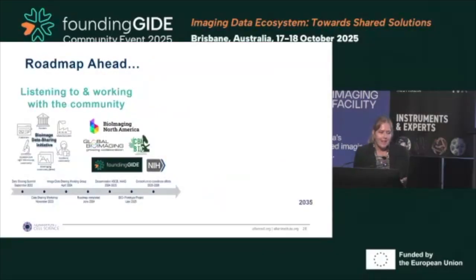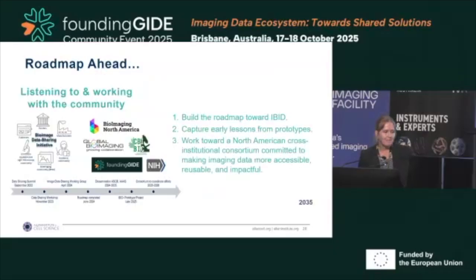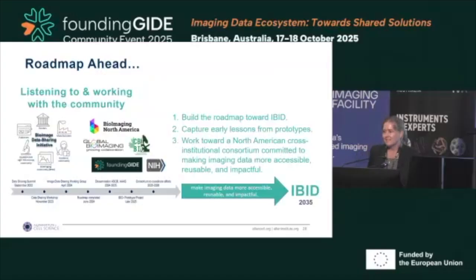So looking ahead, we believe that the priorities are still very clear. We need to continue building the roadmap for IBID. We need to capture early lessons from the prototypes that we're building. And we want to work towards a North American cross-institutional consortium committed to making image data more accessible, reusable, and impactful. We believe that it's as simple as that, and maybe we'll be able to achieve this in 10 years. Who knows?